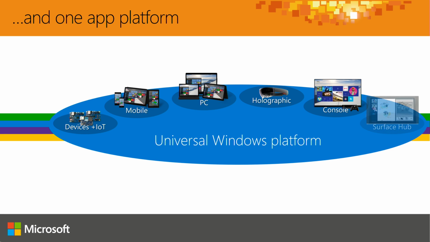So here we've got this idea of these families of devices. We've got this universal platform having devices and IoT. We've got mobile. We've got the traditional PC. But then we have these holographic devices that Rocky Heckman's been talking about lots in the last week or two, because that's his gig with HoloLens. We've got the idea of the console and things like the Surface Hub.